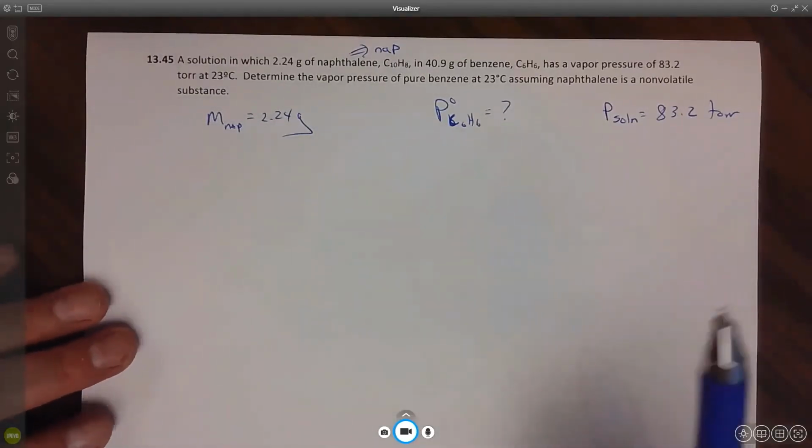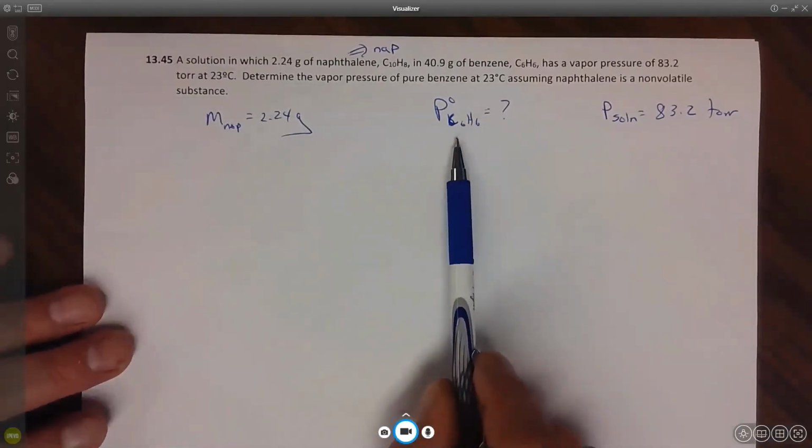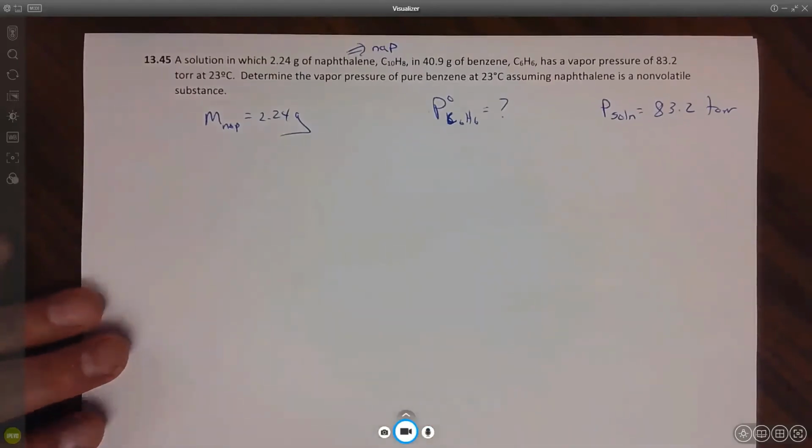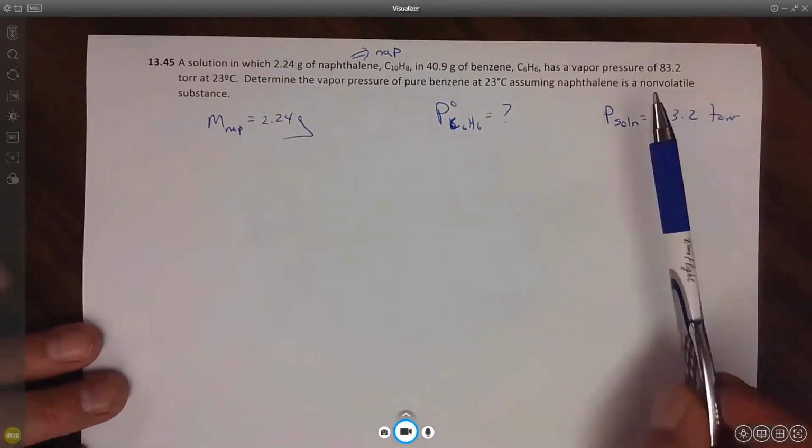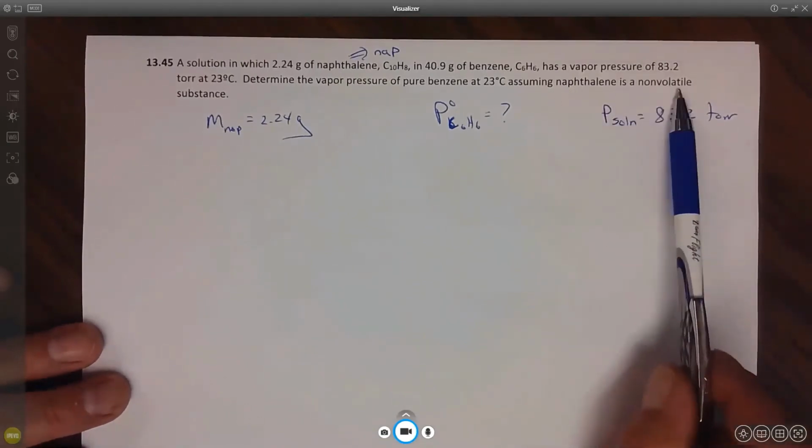Okay, so now let's come back to this. I want to determine the vapor pressure of pure benzene. So what am I going to do? How am I going to solve this? What equation am I going to use? There's other important wording that I did not read yet either.